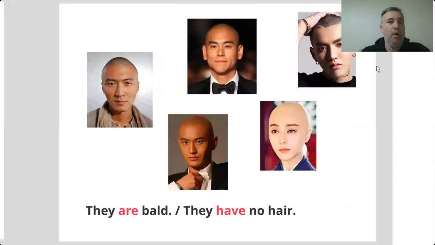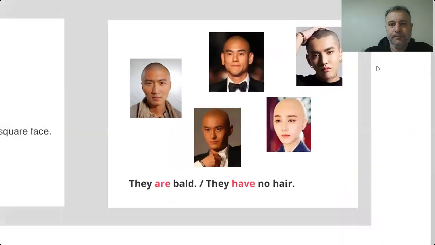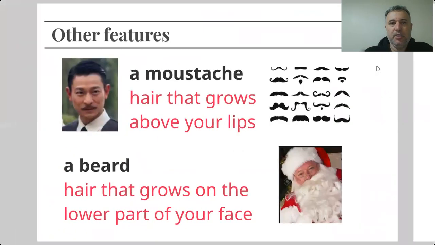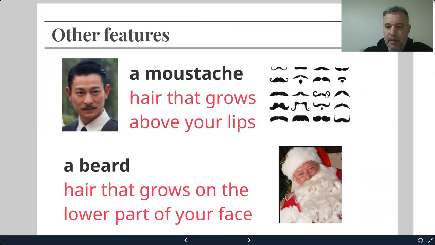Now, these people are all bald. They have no hair. That's very easy to describe. Bald people. Now, a mustache and a beard. A mustache is a hair that grows above your lips, and a beard, a hair that grows on the lower part of your face, like Santa Claus. But maybe this is fake, right?